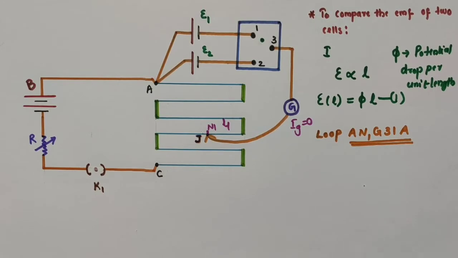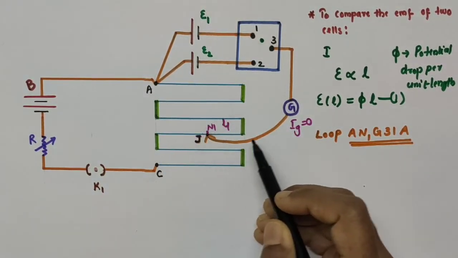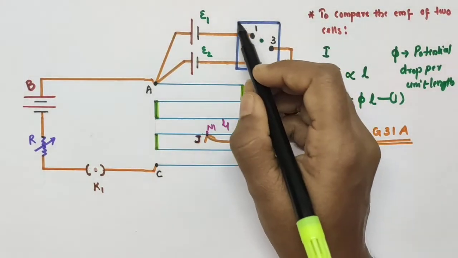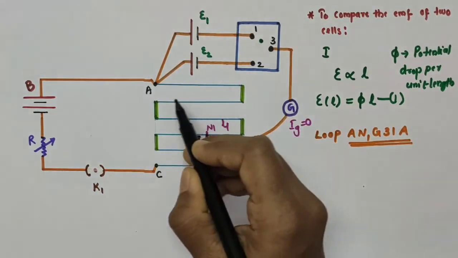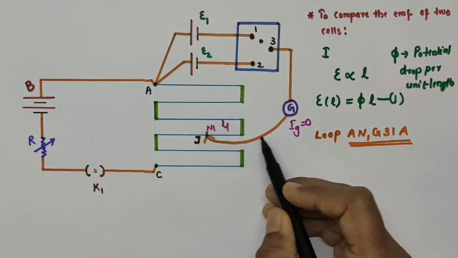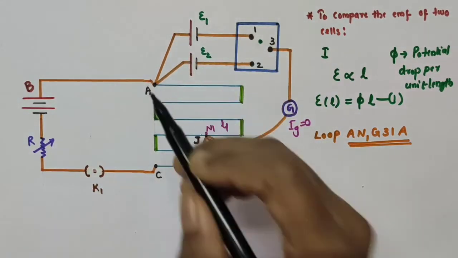Now consider this loop A N1 G 3 1 A. Okay, we are considering this loop A. It starts from A, comes to this point N1, then G, then 3, 1, then back to A. So we are considering this loop.